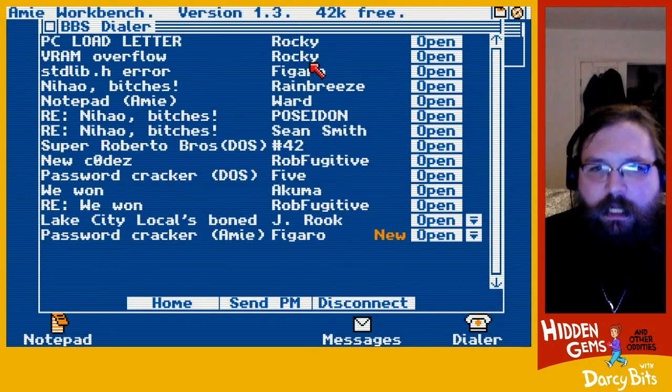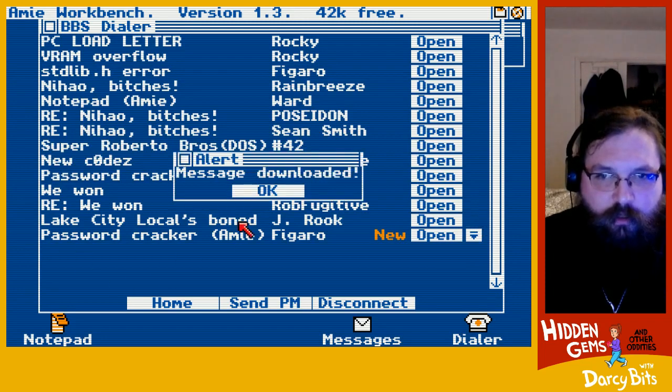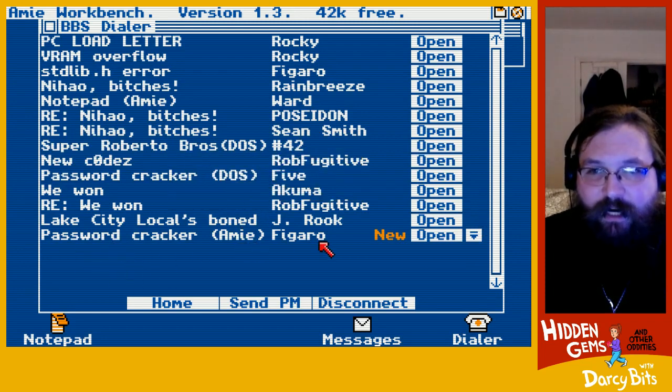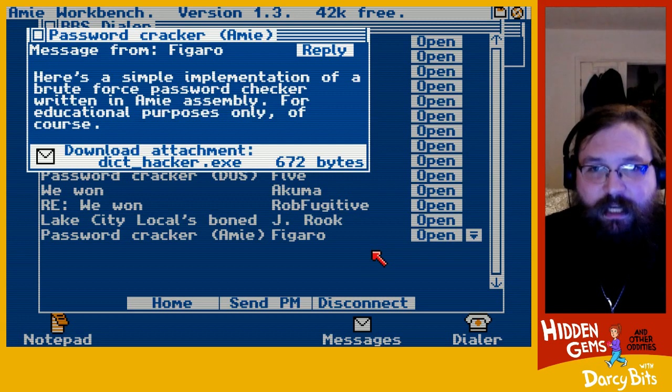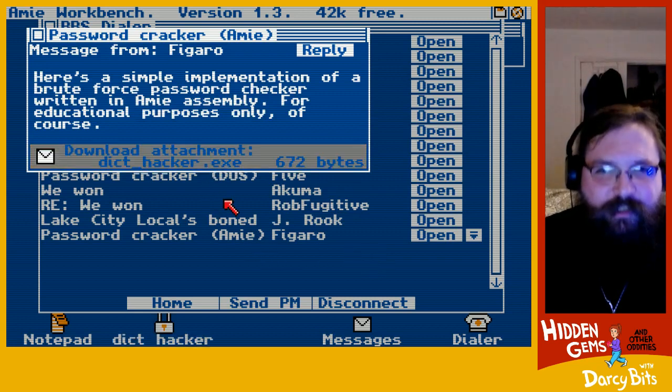Hey, I was connected when it crashed. Maybe I can help. Alright, Password Cracker, Amy by Figaro. Here's a simple implementation of a brute force password checker, written in Amy assembly, for educational purposes only. Of course. Thank you.